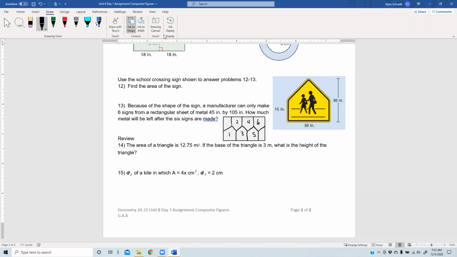So they've used almost all the sheet, except they've got that extra and that extra. See what you can do with that. Okay, that's it. Let me know if you need help.